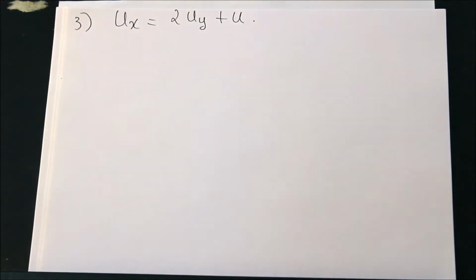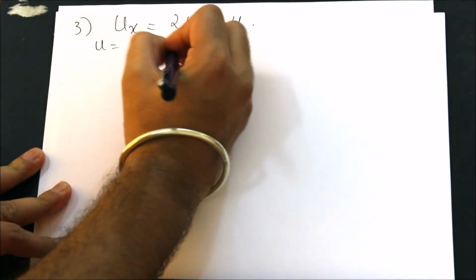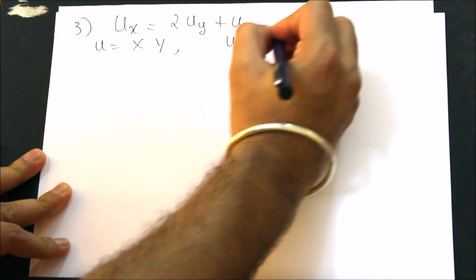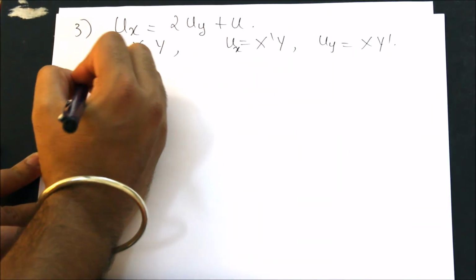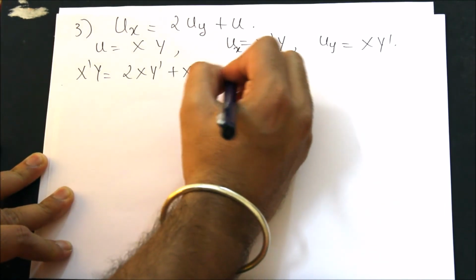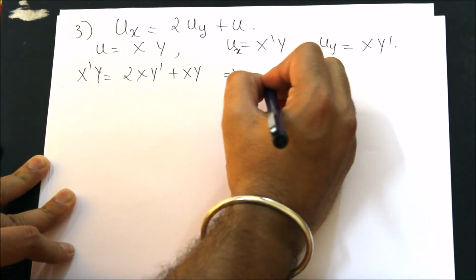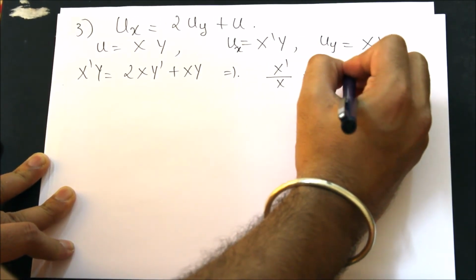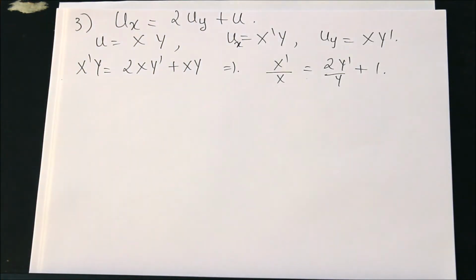So again do the same thing. Now I'll be going a bit fast, so make sure you understand the steps. If you have any doubt, you can ask me in the comment section. So you do the same thing. My u is a function of x and y. So my u with respect to x is X' Y. My u with respect to y is X Y'. And this becomes X' Y equal to 2 X Y' plus X Y. If I divide by XY on both sides, I get X' upon X equal to 2Y' upon Y plus 1.